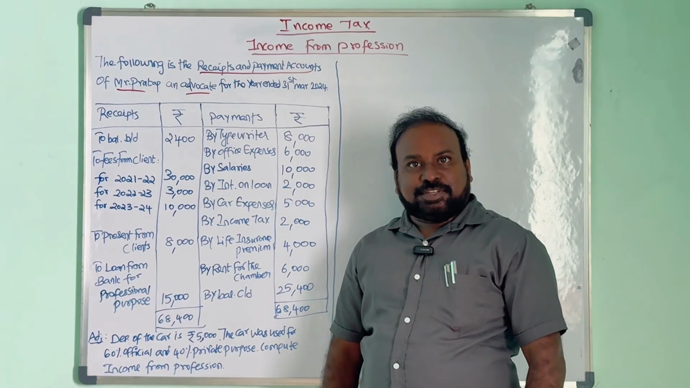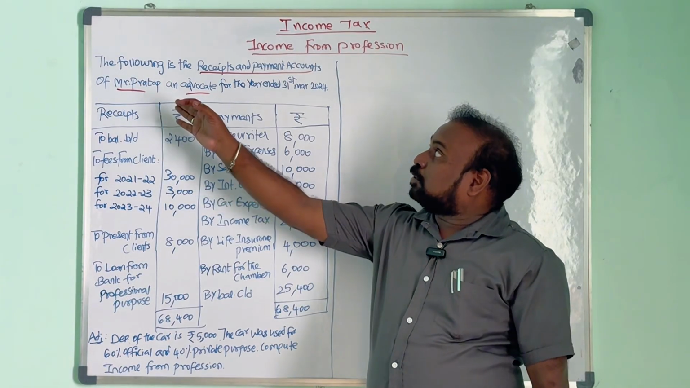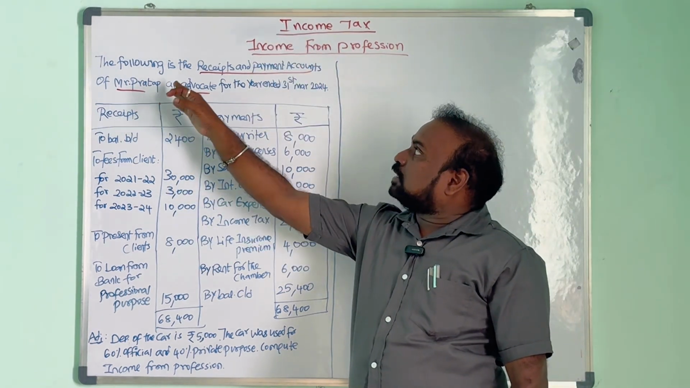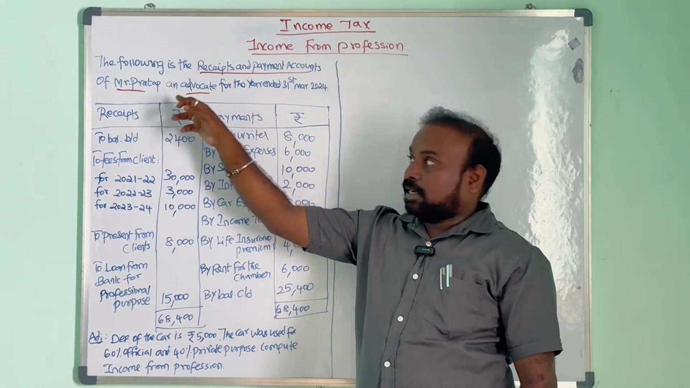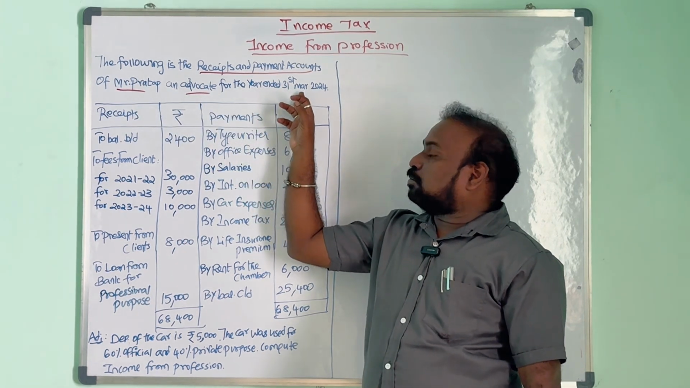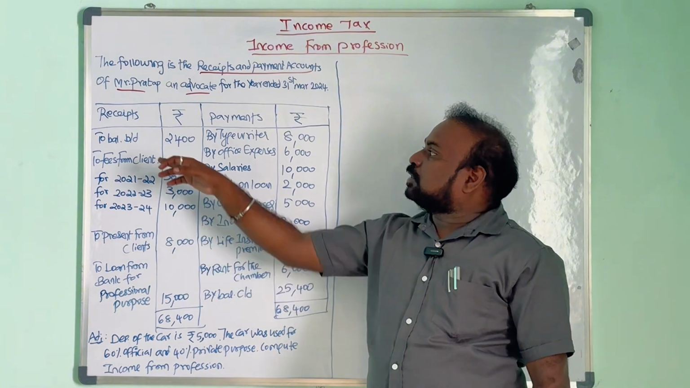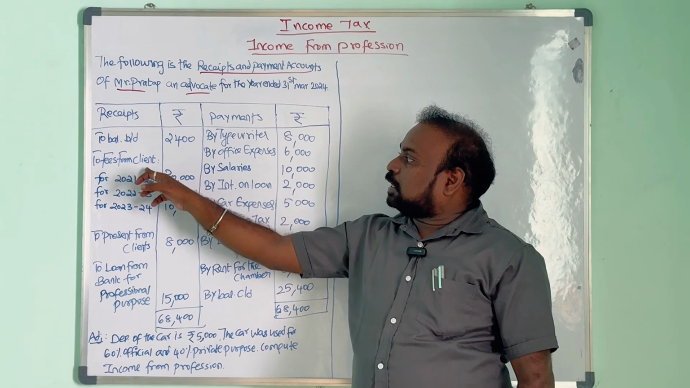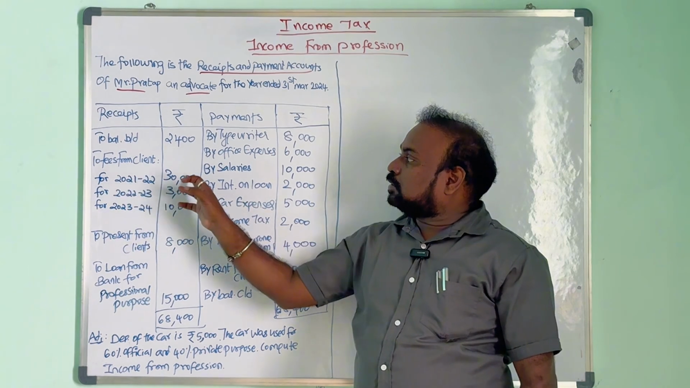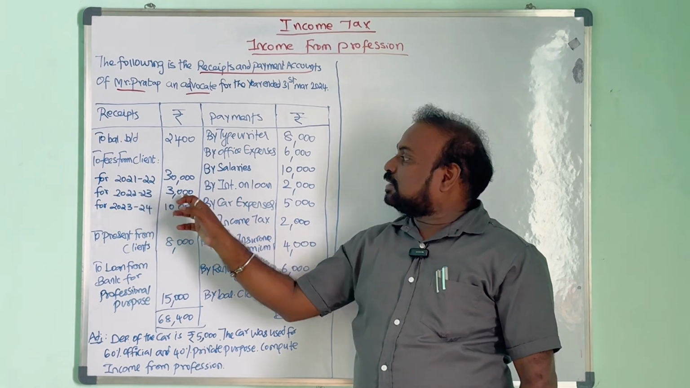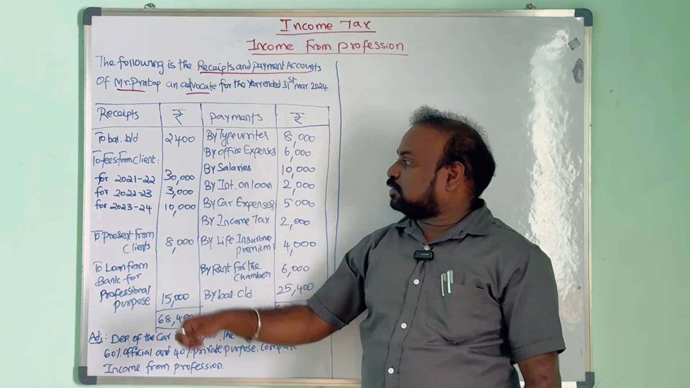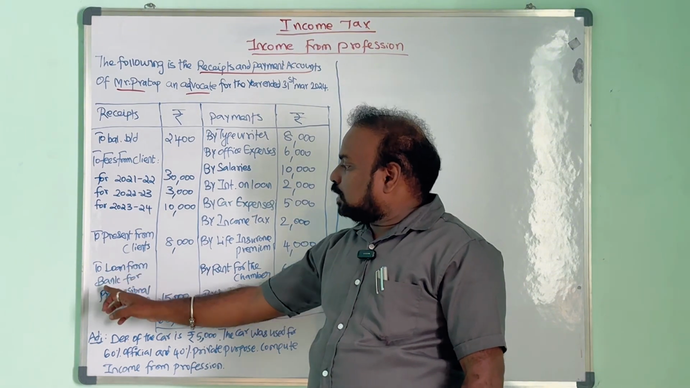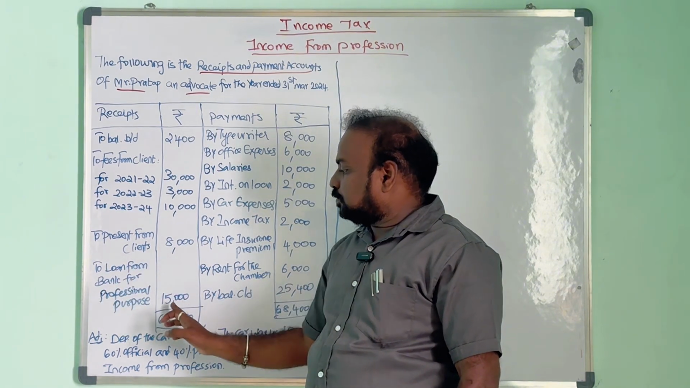Dear students, in this video we are going to see another important problem in the topic income from profession in the subject income tax. The following is a receipt and payment account of Mr. Pradap, an advocate, for the year ended 31st March 2024. To balance brought down, opening balance 2,400; to fee from client for 3 years: 21-22 30,000, 22-23 3,000, 23-24 10,000; to present from client 8,000; to loan from bank for professional purpose 15,000.